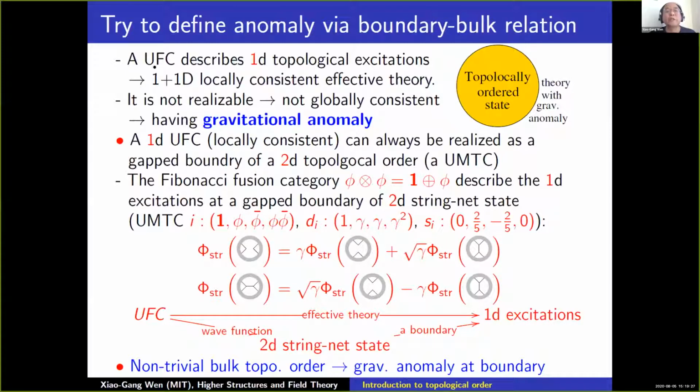Although this unitary fusion category describes a 1D excitation, and in a sense they are locally consistent, they are not realizable, which means they are not globally consistent. This not being globally consistent means this anomaly. But there is still some consistency, and this local consistency ensures that this unitary fusion category can be realized at the boundary of a 2-dimensional topological order. So that's really a boundary-bulk relation.